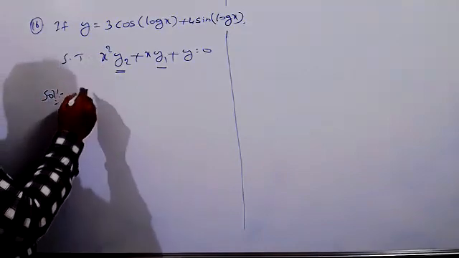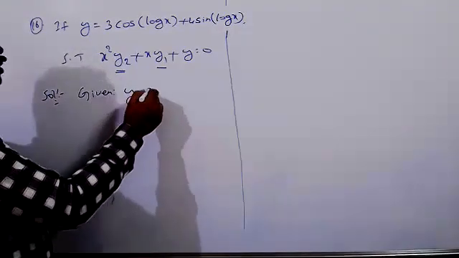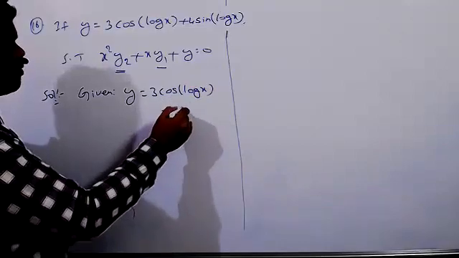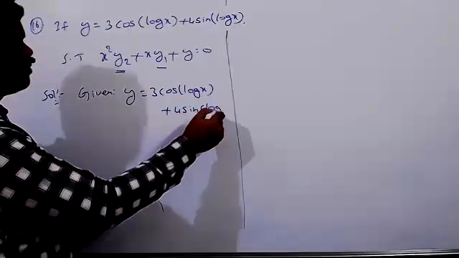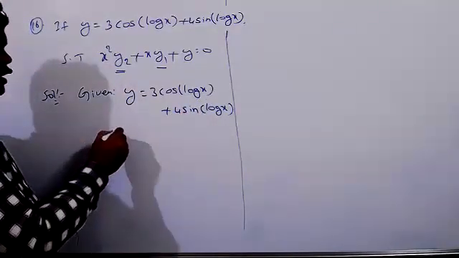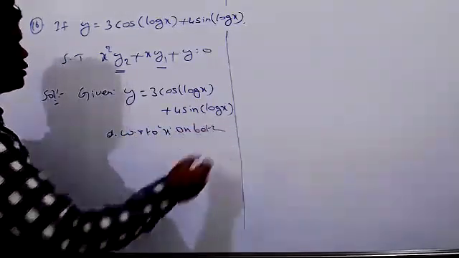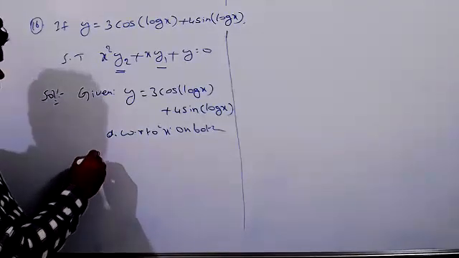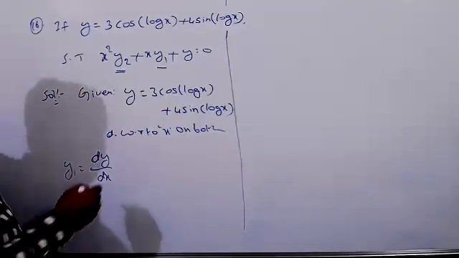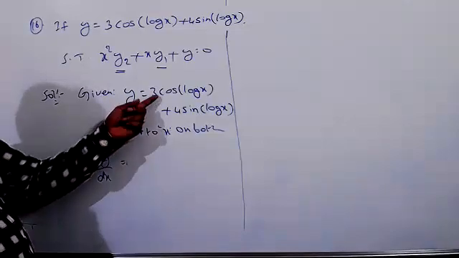So first you can write the given function: y equal to 3 cos of log x plus 4 sin of log x. Now differentiate with respect to x on both sides. Therefore dy by dx, this is y1, equal to the differentiation of 3 cos log x.